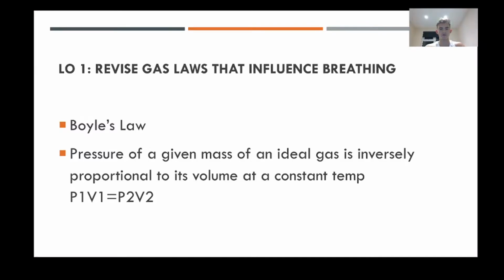So firstly, if we go through the basic laws, we've got Boyle's law. The pressure of a given mass of an ideal gas is inversely proportional to the volume at a constant temperature. What that basically means is, if you've got a box filled with gas and you decrease the volume, making it smaller, the particles will start moving around faster, and that will increase the pressure. Similarly, when you breathe in, you're expanding your lungs and therefore decreasing the pressure, allowing the pressure inside your lungs to be lower than the one outside, and the gases will move down the gradient.